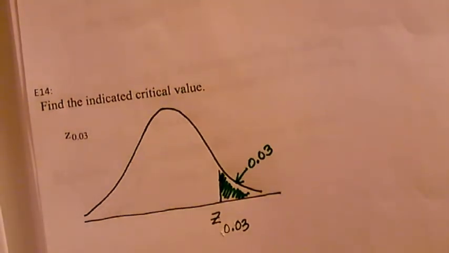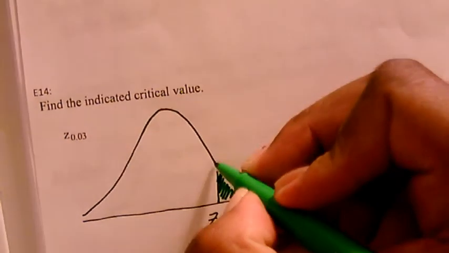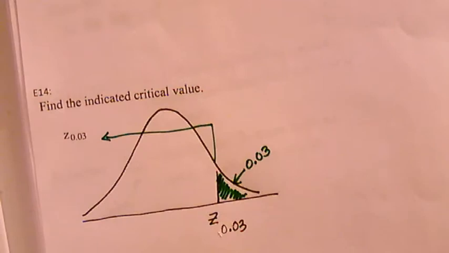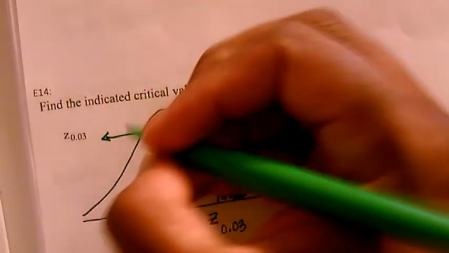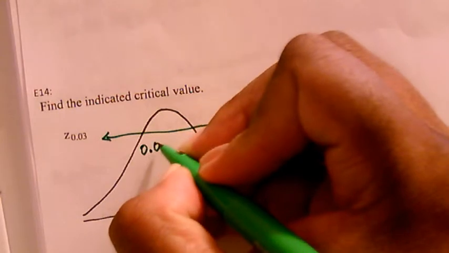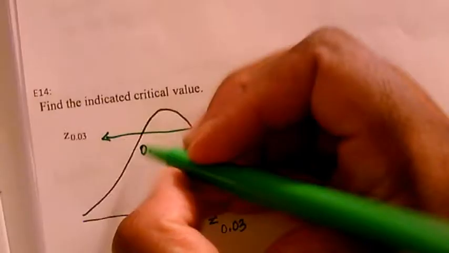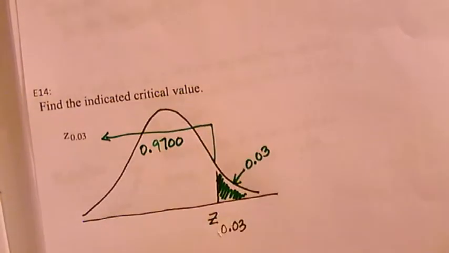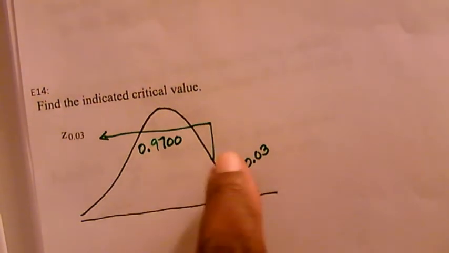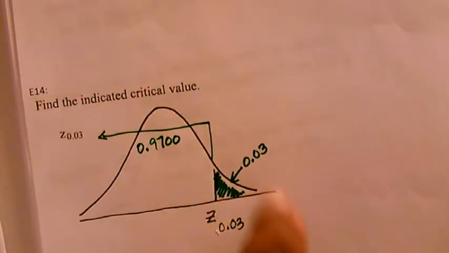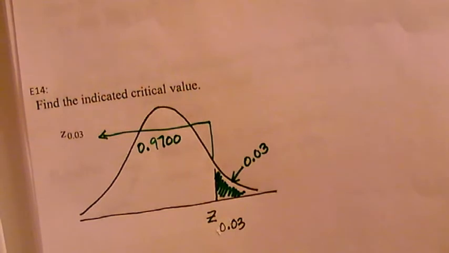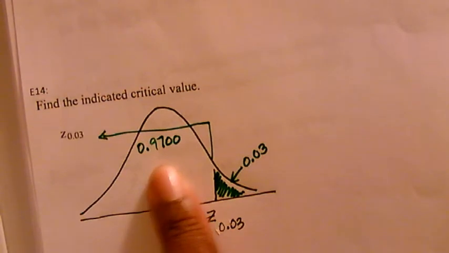Now, if we're going to use the standard normal distribution table, we want this area to the left. So if this area is 0.03, the area to the left has to be 0.97. And I'm going to take this out to 4 decimal places. So it'll be 0.9700. So 0.03 is the area to the right, but for the area to the left, you have to do 1 minus 0.03, which will be 0.9700. Now, it is a positive z-score, by the way, because our area to the left is a number bigger than 1/2.